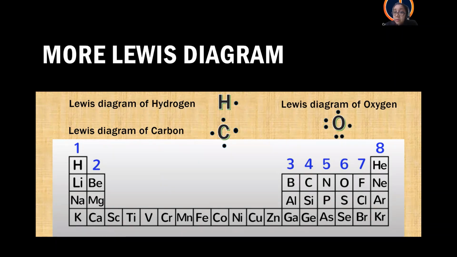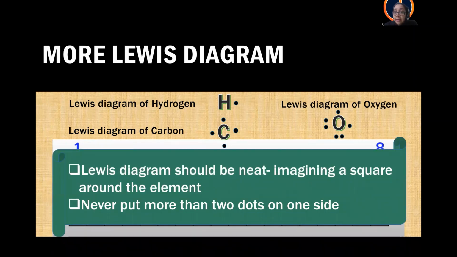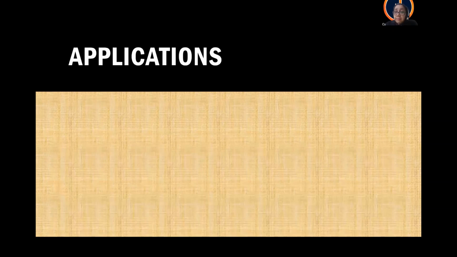Just remember, I'm reminding you that we cannot put more than 2 dots on one side of the square, and your Lewis diagram should be very neat. Now, let's discuss the basic applications of the Lewis diagram.